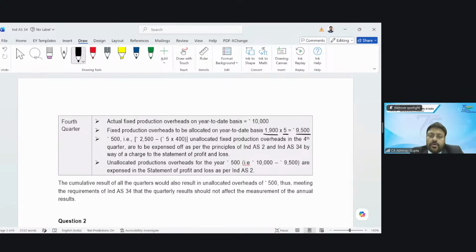Any unallocated production overheads are expensed in the statement of profit and loss as per the requirements of Ind AS 2. So this is the interplay of Ind AS 2 and Ind AS 34. Ind AS 34 says that whatever is happening in the quarter has to be part and parcel of that quarter. Ind AS 2 says that we have to compute the cost of the inventory on the basis of the absorption rate, which we have calculated based on the planned production. So if we are doing lesser production, then lesser absorption will happen. The remaining portion will go to the P&L. That's what Ind AS 2 says. Clear?